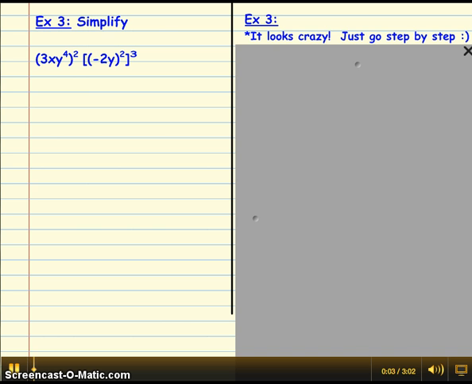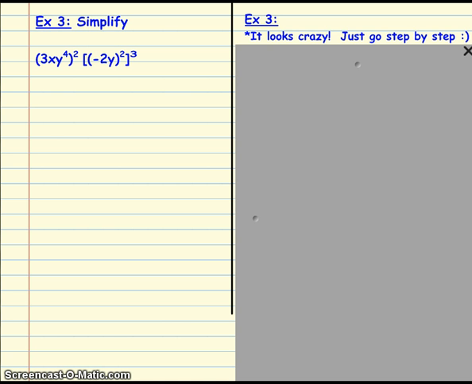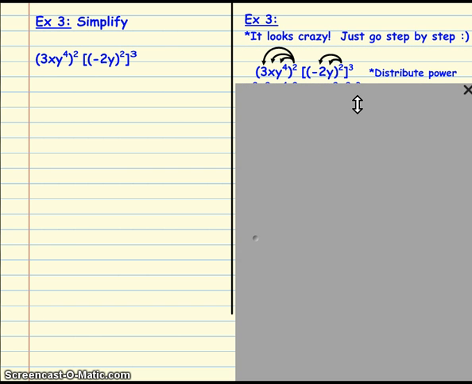The last example, example number 3, is we're going to put all of these rules together, and we're going to simplify. 3xy to the 4th power, everything to the 2nd power, times negative 2y to the 2nd power, to the 3rd power. And yes, this looks a little crazy, looks a little complex, but just go step by step. Okay, so let's take the first part. We've got everything to a power, so we're going to distribute that power through. So we're going to take this part on the left separately from the problem on the right.